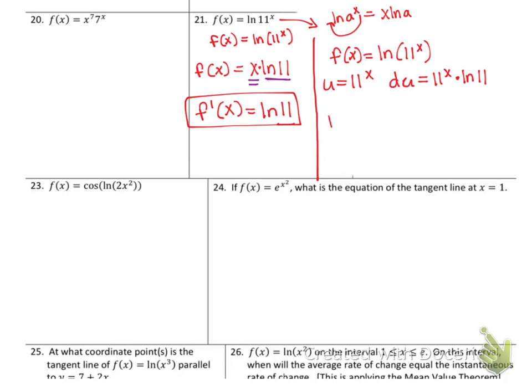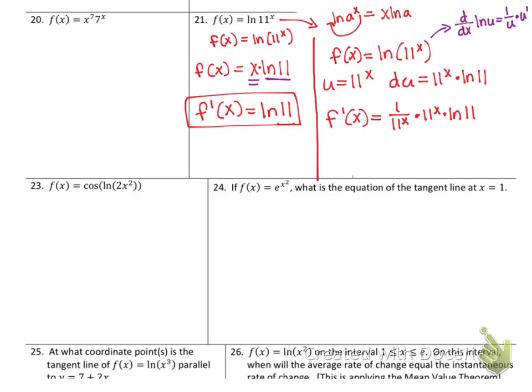So now I'm going to work on my derivative. I have the derivative of the outer natural log, and if you recall from the video, the derivative of a natural log function is 1 over that u value times the derivative of u. In this particular problem, that would be 1 over that u value, 11 to the x, times the derivative of u, 11^x times the natural log 11.